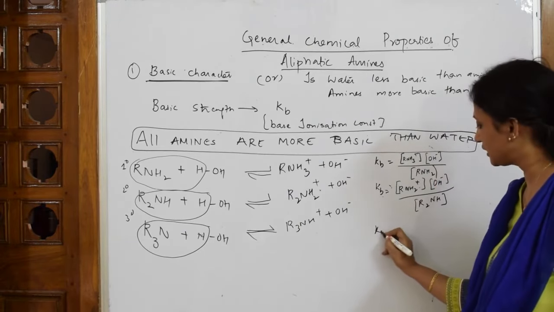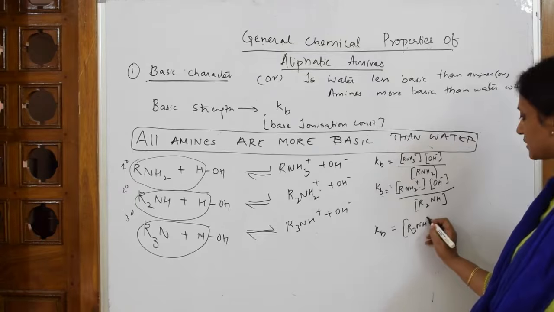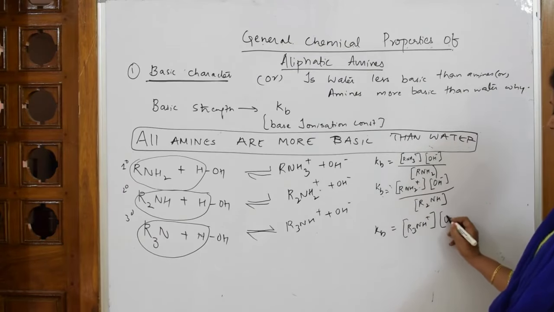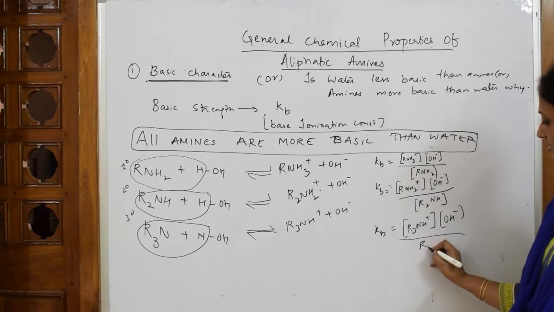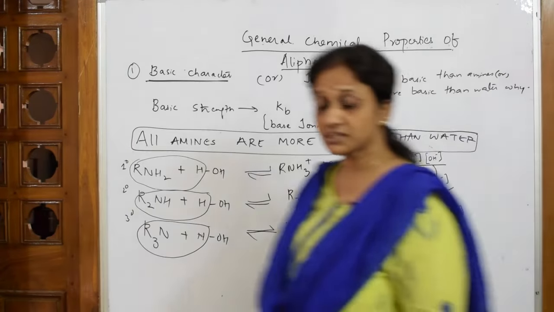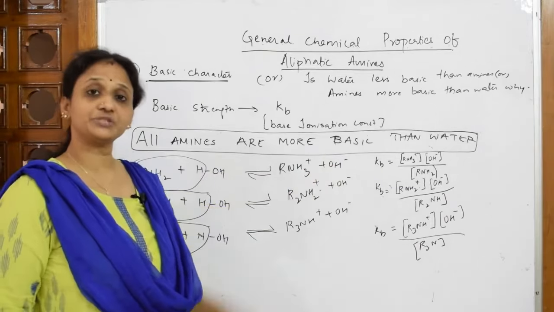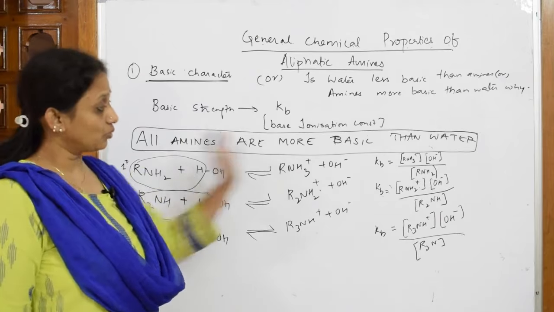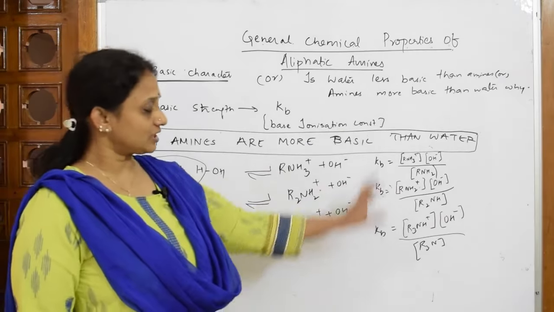For tertiary, Kb is equal to R3NH plus OH minus divided by your product R3N. Now, simple. What did I say just now? Because they are releasing that OH minus in water molecule, they are stronger bases than water, isn't it? Amines. Now, I've written three important values.